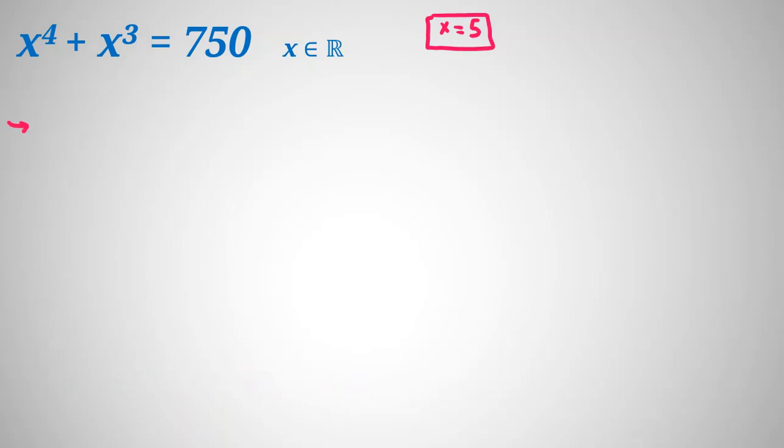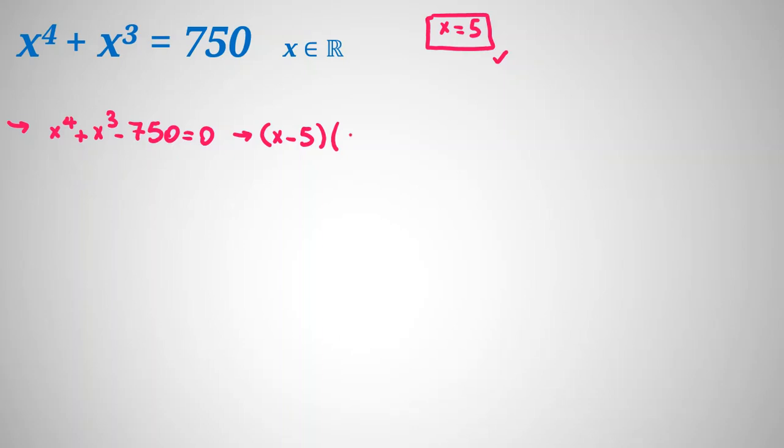How? Let's take all things to the left hand side, also 750 to the left hand side. It will be x to the 4 plus x cubed minus 750 equal to 0. Because x equal to 5 is one root, then we can factor out x minus 5. If x equal to a is one root, you can factor out x minus a.